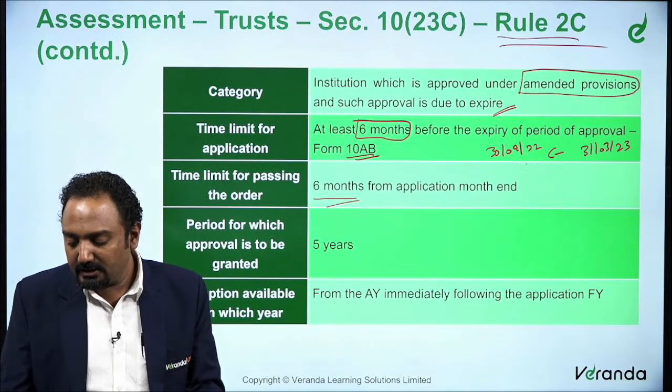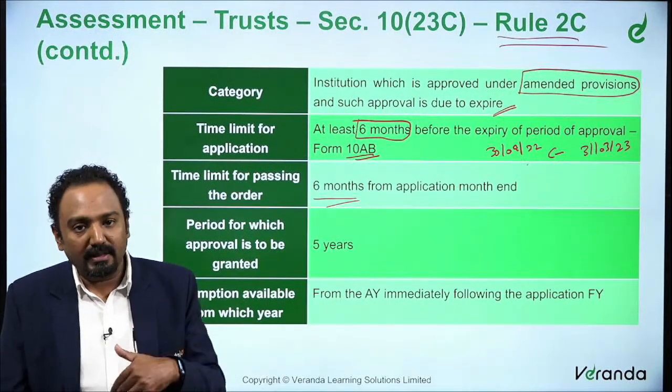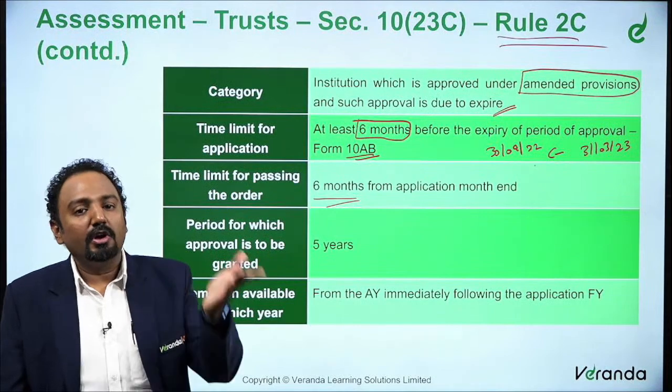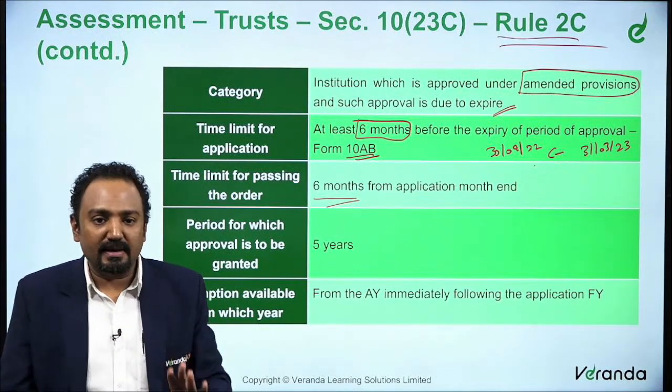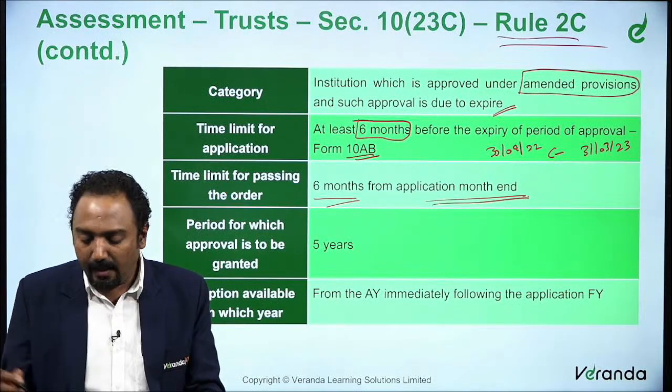So, in this case, let us say you are actually applying on September 10th, 2022. The month end is 30th September 2022. You should actually pass an order before 31st March 2023. So, that is a simple thing. So, here also we are using the word application month end.